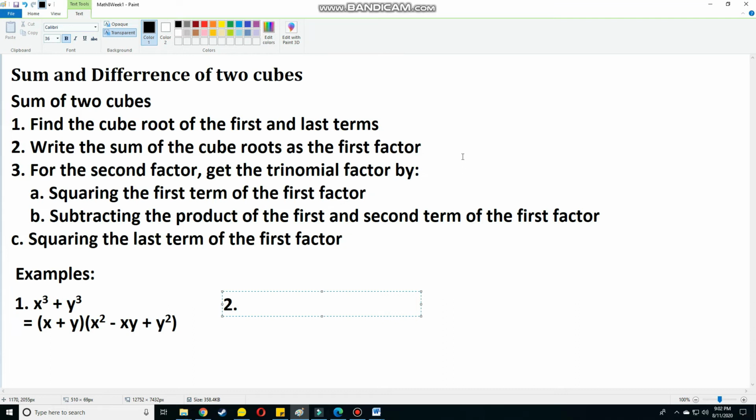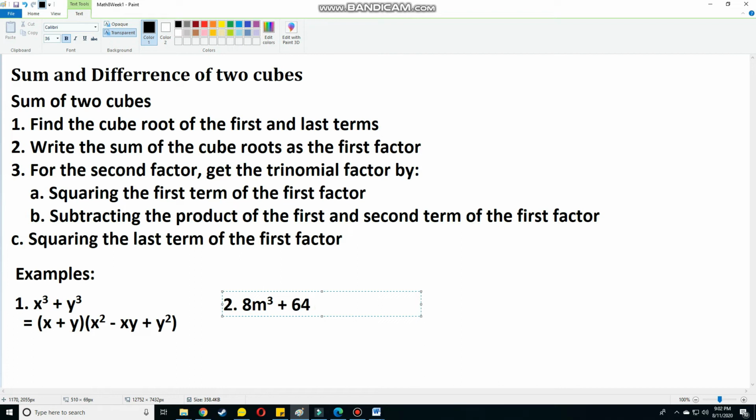So let's have another example. Let's have 8m cubed plus, let us say, 64.